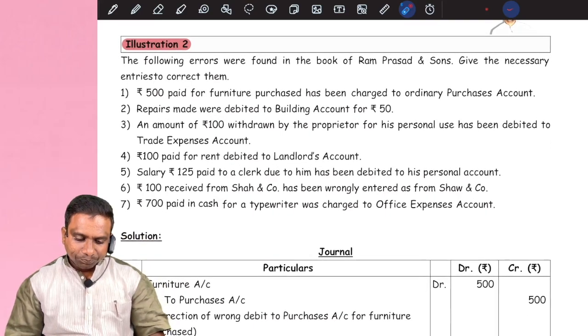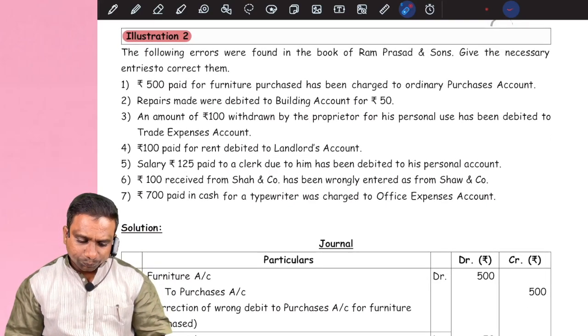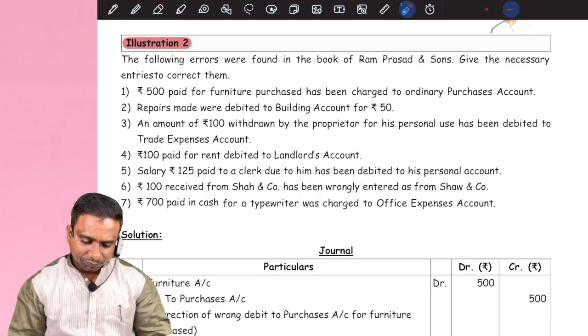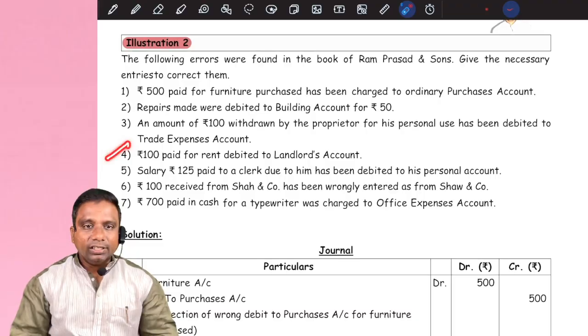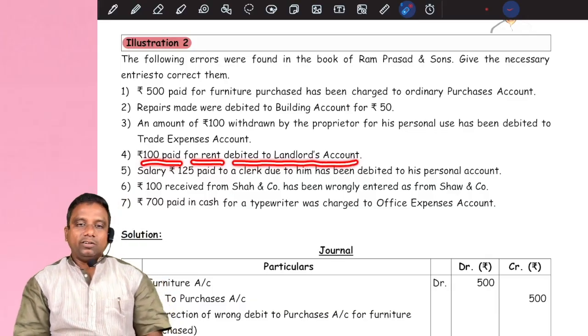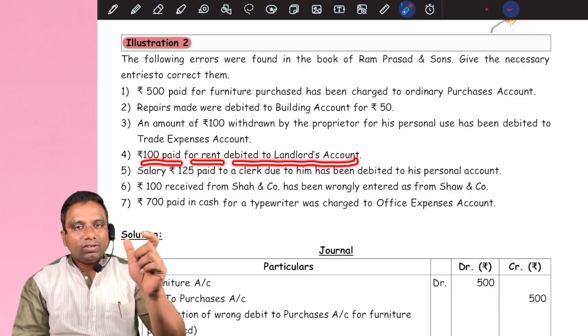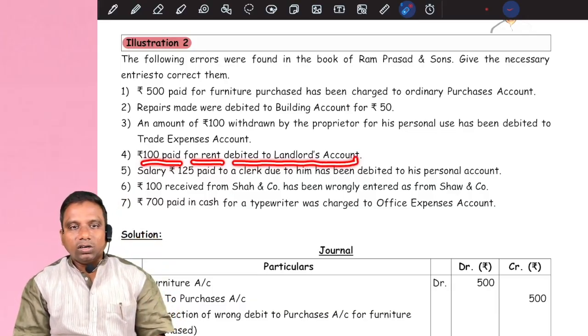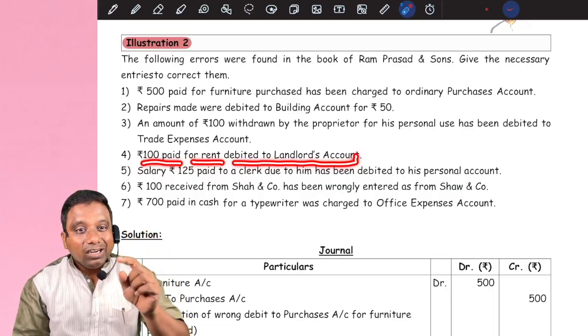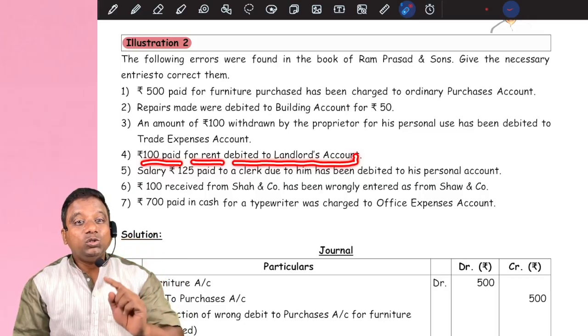Now come to illustration 2. Look at the fourth one here. 100 paid for rent debited to landlord account. Now how can we rectify this? Earlier the rent account was not debited, now you debit. The landlord account was earlier debited, now you credit.